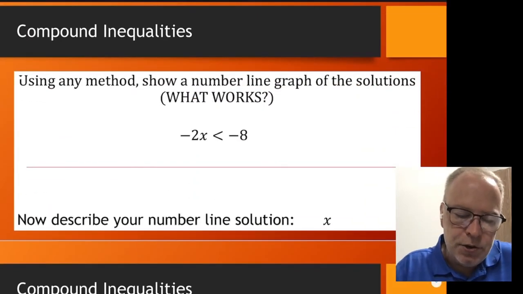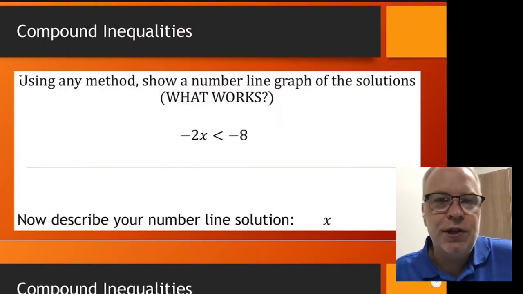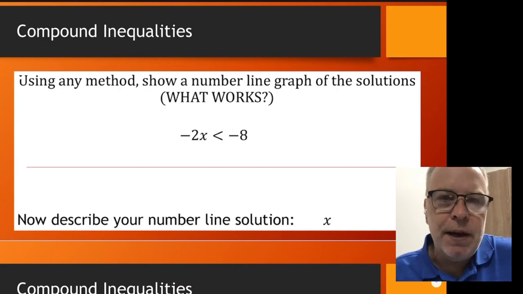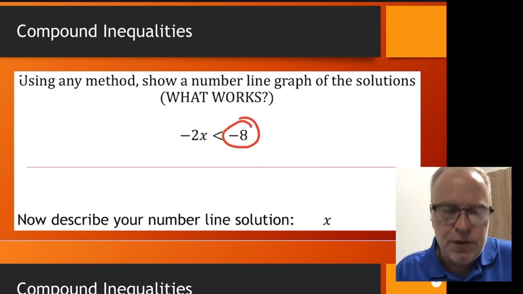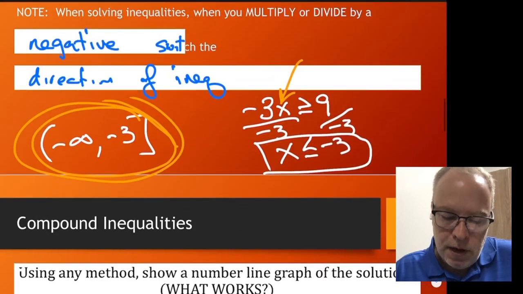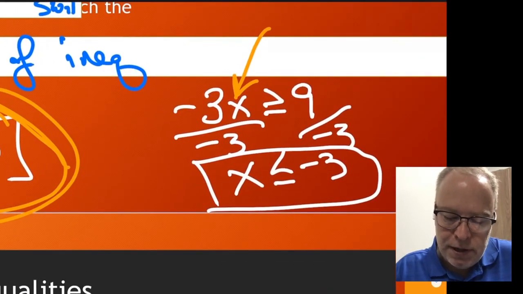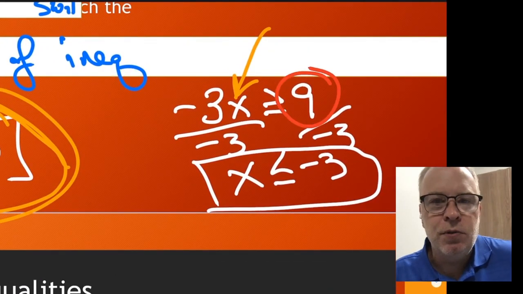Let's move on here. Here's another very similar example to what I just did. Now, we're going to divide by -2. I want to point out that it doesn't matter that the 8 is negative, because if you look at my previous problem, I did this on purpose because that's what I do, right?